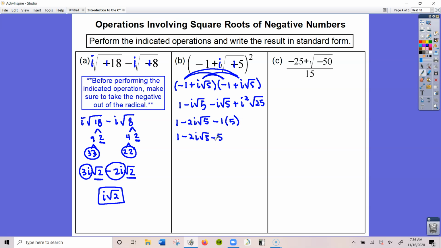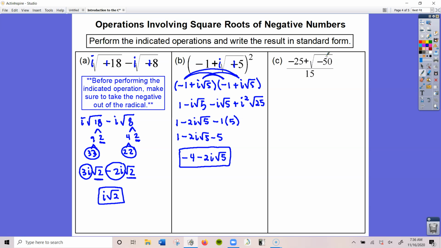So the 1 and the negative 5 are the real parts of my complex number. So I'm going to combine those, which is negative 4. And then the negative 2i square root 5 is my complex part. I mean, it's my imaginary part. So that's going to go at the end of my complex number. So this would be my answer. Now you can choose to write the i before the square root or after the square root. It does not matter, but typically I usually write it before. Either way would be fine.